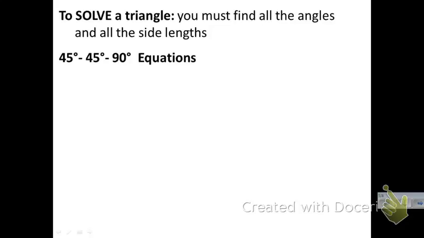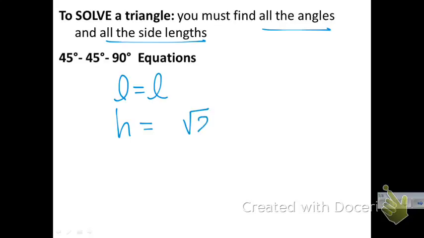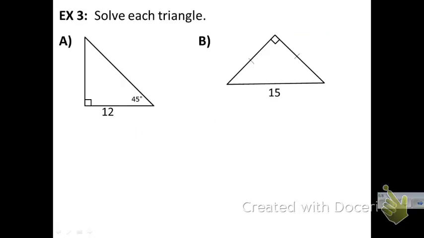So before we get there, to solve a right triangle, you have to find all the angles and all the sides. If you remember, a triangle has 3 angles and 3 sides. If we know we have the 45, 45, 90 degree triangle, then we have all 3 angles. So what we have to do is find the sides. To find the sides, I'm going to give you 2 formulas. The first one: leg equals leg. It's really easy to remember. The second one: the hypotenuse is root 2 times bigger than the leg. So I'm going to say the hypotenuse is the leg root 2. With those, we're going to solve these triangles.